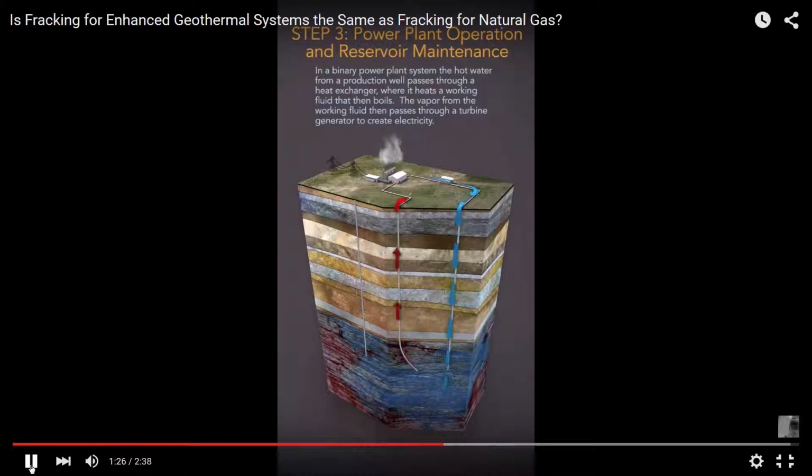You see the injection well, the blue arrows going down, and then you see the recovery or production well, hot coming up, the red arrows. In a binary power plant, the hot water from a production well passes through a heat exchanger, where it heats a working fluid that then boils. The vapor from the working fluid then passes through a turbine generator to create electricity. So you avoid the potential for contamination from the earth fluids and replenish those fluids by re-injecting them.